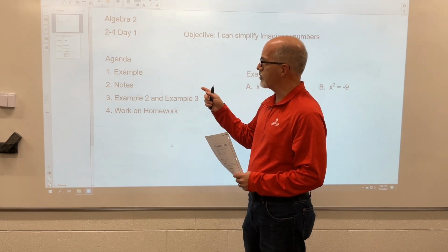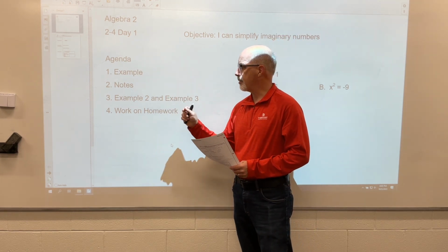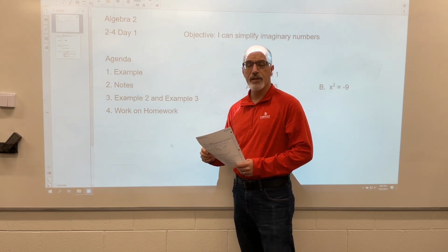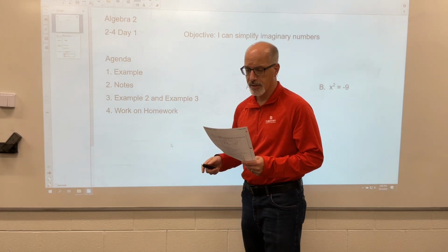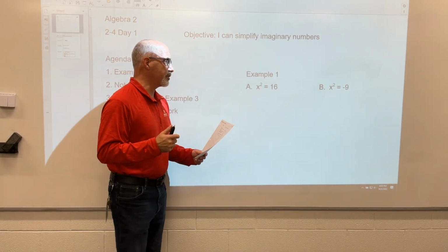We're going to talk through some notes, and then you will go through some of the book examples, looking at example 2 and example 3, and then work on your homework for this lesson. So let's do these A, B examples here for you.